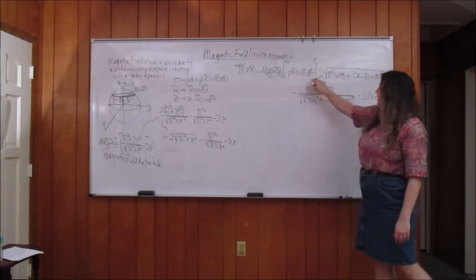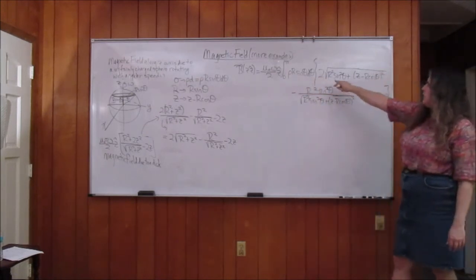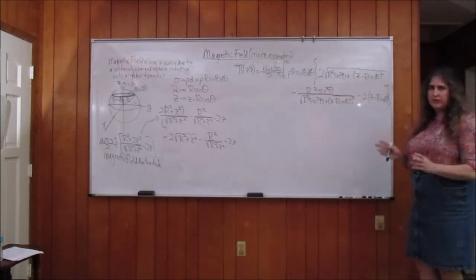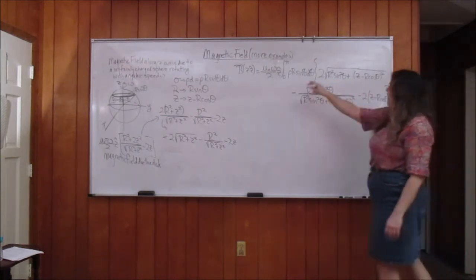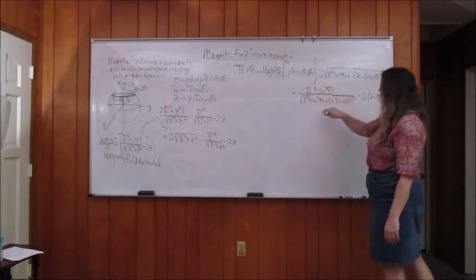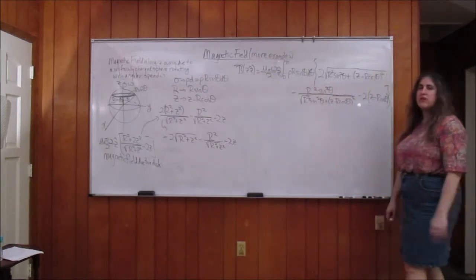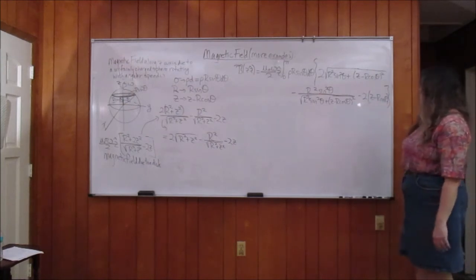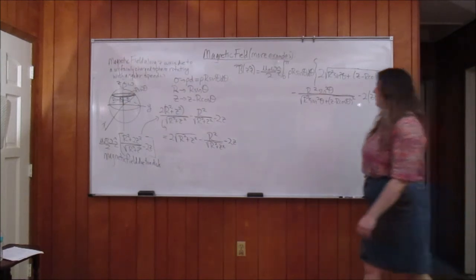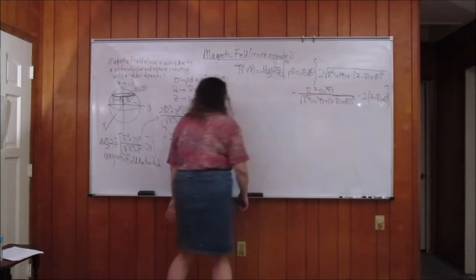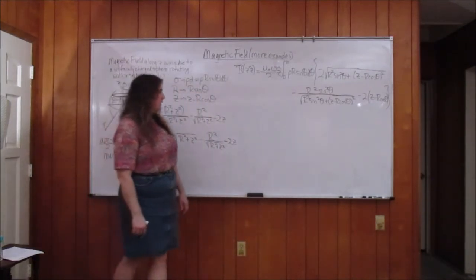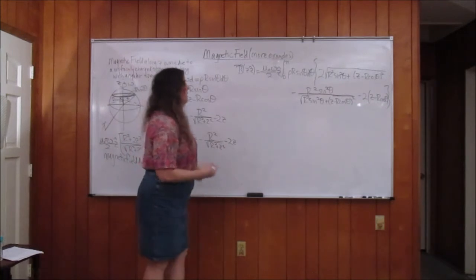Rho r sine theta d theta, bracket 2 times square root of r squared sine squared theta plus z minus r cosine theta quantity squared, minus r squared sine squared theta, all over square root of r squared sine squared theta plus z minus r cosine theta squared, minus 2 times z minus r cosine theta. Okay, so you're getting a picture already that this is a messy problem, you are right. Okay, so let's make a substitution here.